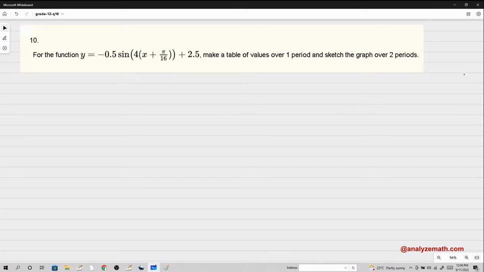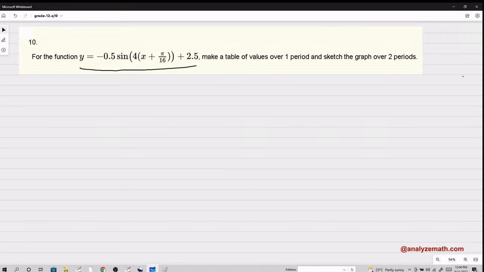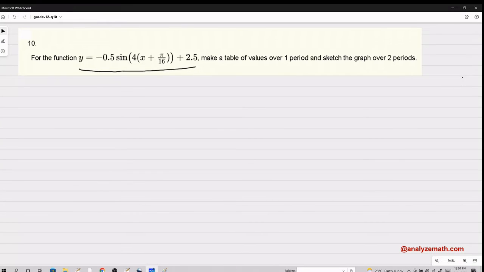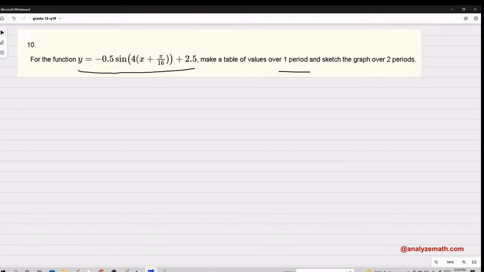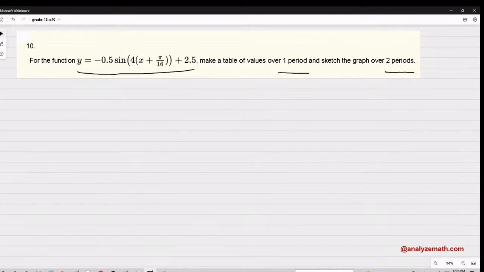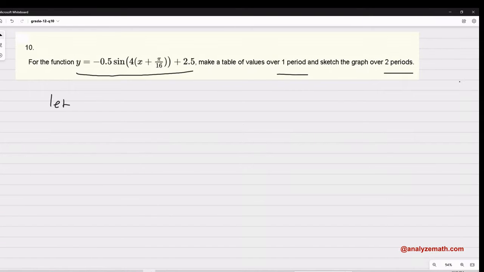In this video, we are going to sketch the graph of this trigonometric function given here. We are going to make a table of values for the 5 key points over one period, and then sketch it over 2 periods. The first thing to do is a change of variable.